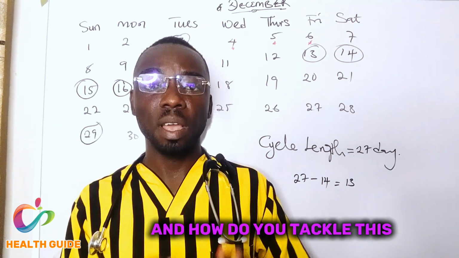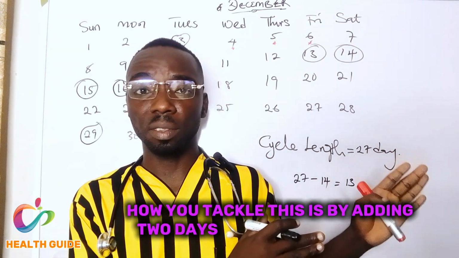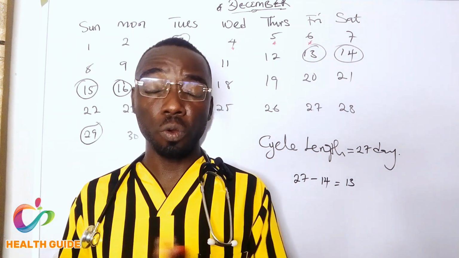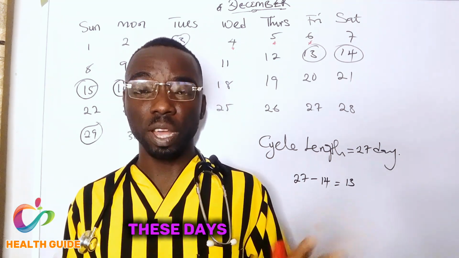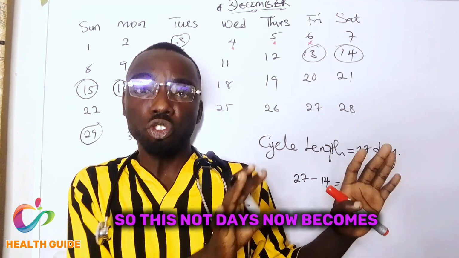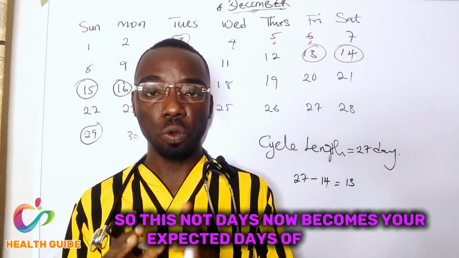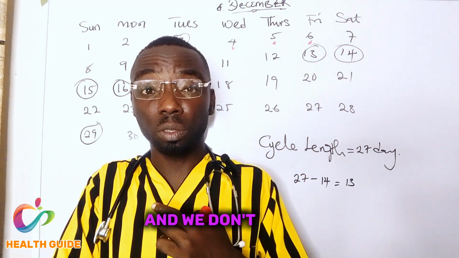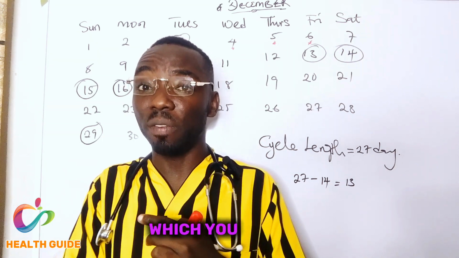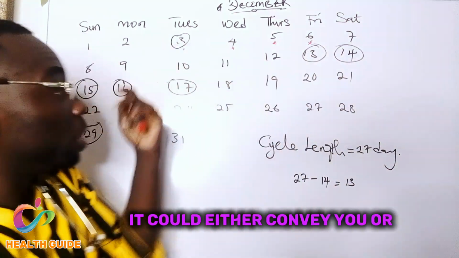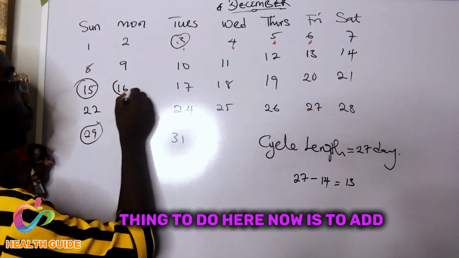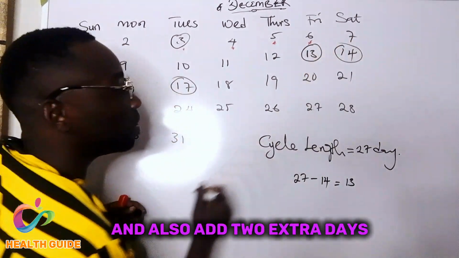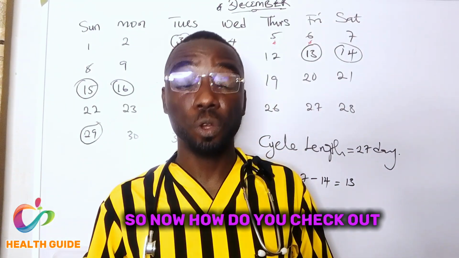And how do you tackle this? You tackle this by adding 2 days behind and 2 days forward. Your ovulation day must not exceed these days that you have added. So these days become your expected days of ovulation. It means that if you don't ovulate on that particular day which you have calculated, it could either come earlier or later. So what you do here is add 2 extra days in front and also add 2 extra days behind.